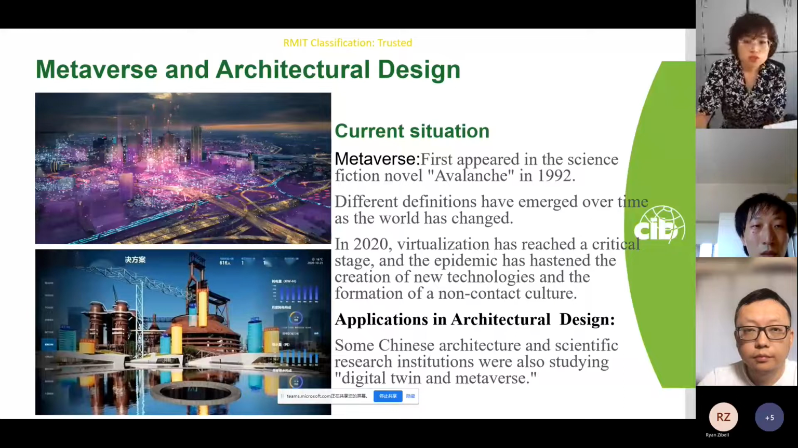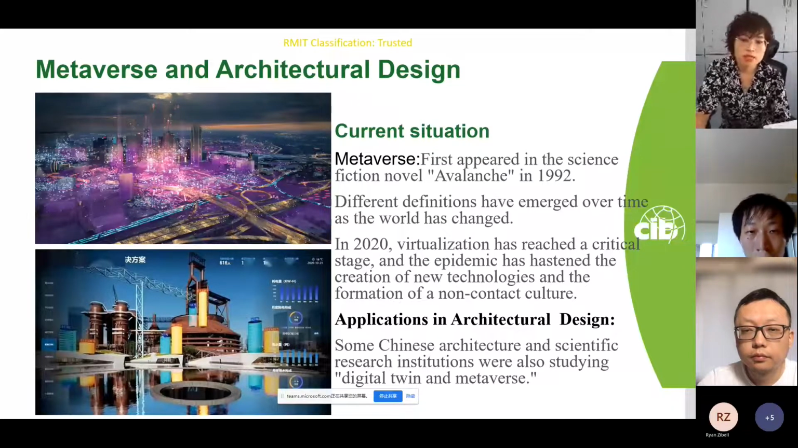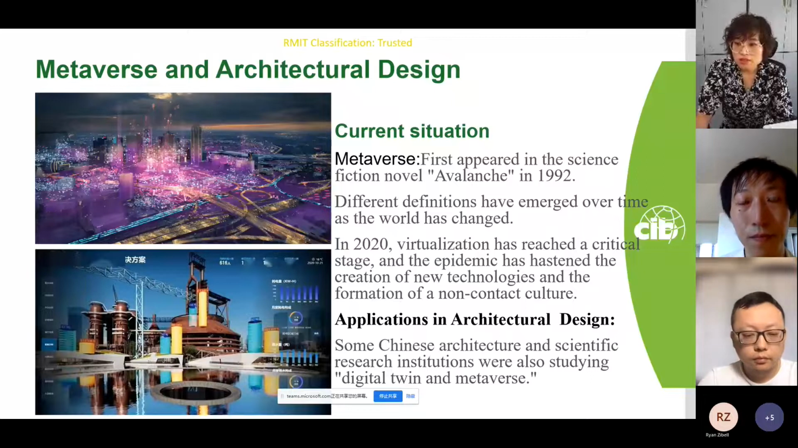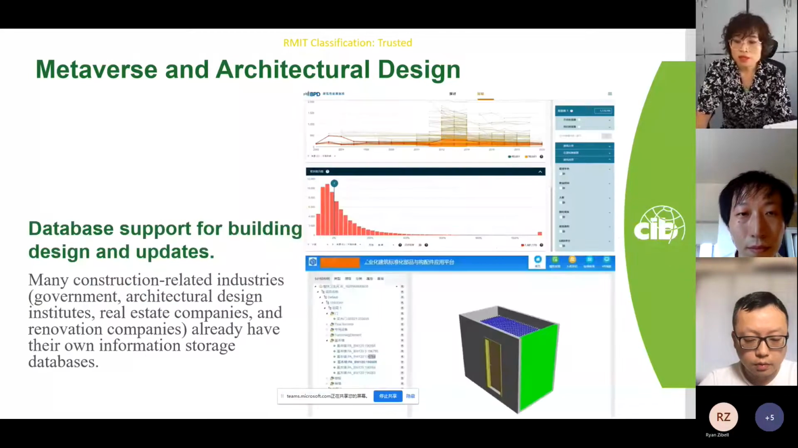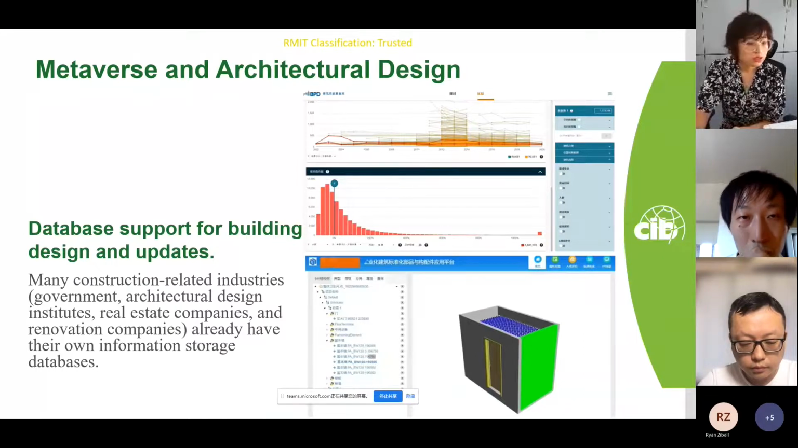In 2020, virtualization reached a critical stage, and the epidemic hastened the creation of new technologies and the formation of a non-contact culture. At the same time, architecture and scientific research were also starting digital twin and metaverse. Many companies in China are starting to use digital twin visualization to check the design, plan the production method and improve it. Most of them are at the stage of data collection.